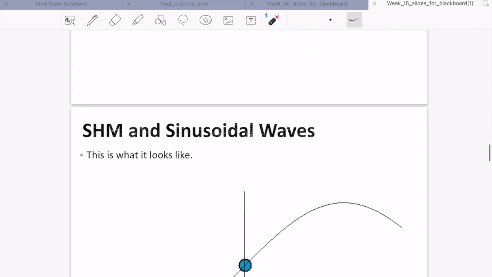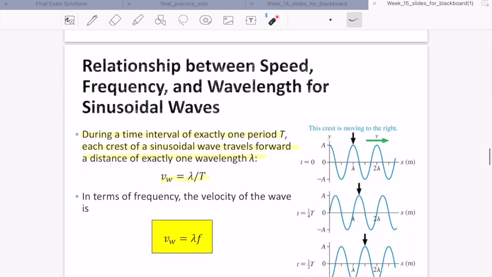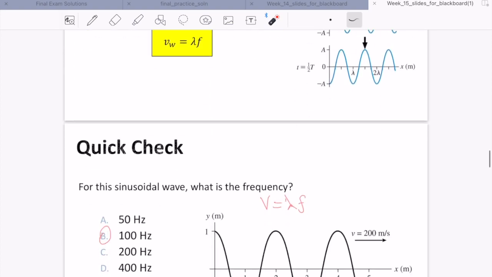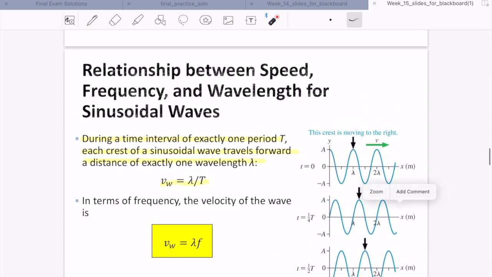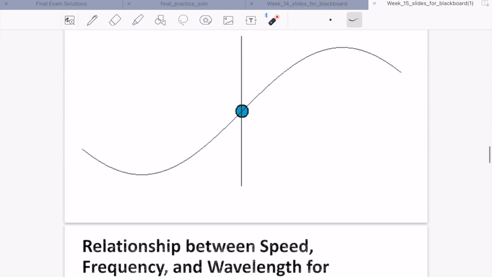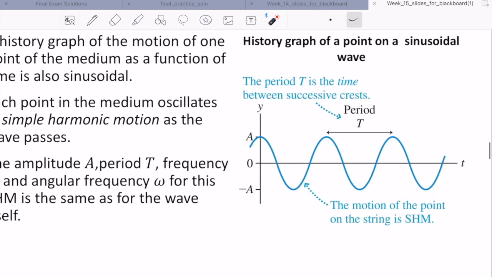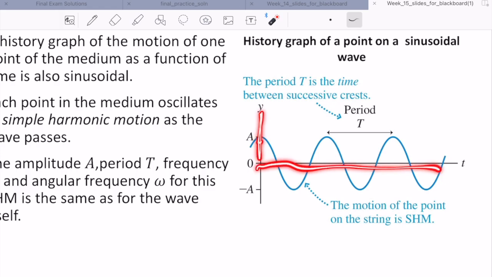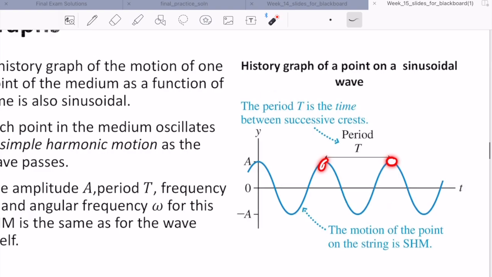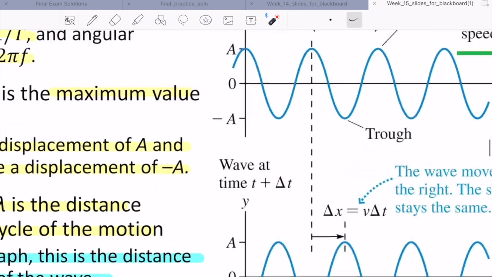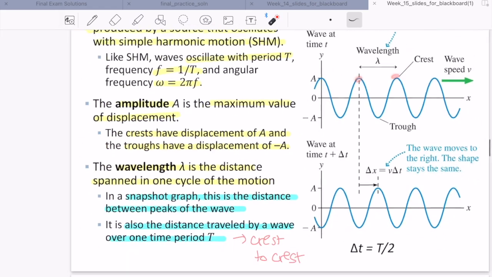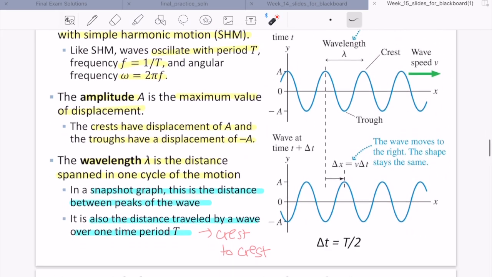So we'll get into it in a second. But basically for a history graph, you have your displacement on the y-axis, x-axis is your time. From crest to crest on a history graph, that gives you your period. For a snapshot graph, that's your wavelength, and it also happens to be your period as well.